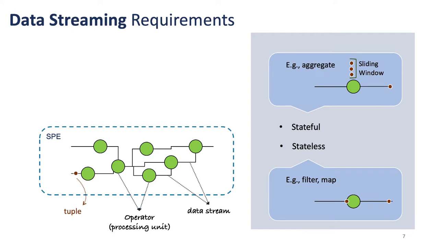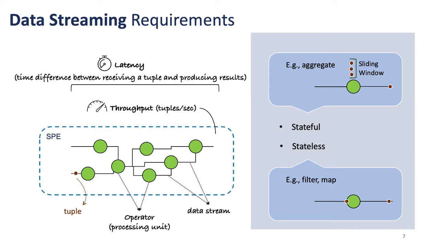The performance of a streaming query can be studied by several metrics, like throughput, which is the number of tuples processed per time unit, and latency, which is the time difference between receiving a tuple and producing the corresponding results.